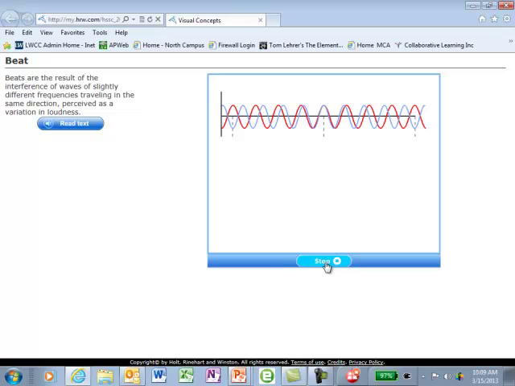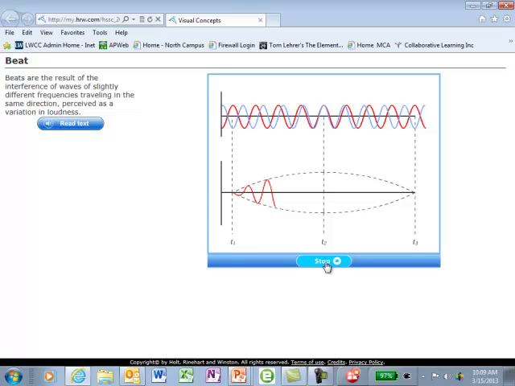When two waves of slightly different frequencies are present, they can interfere. The interference pattern varies in such a way that a listener hears an alternation between loudness and softness. The variation from soft to loud and back to soft is called a beat. One beat is shown here.